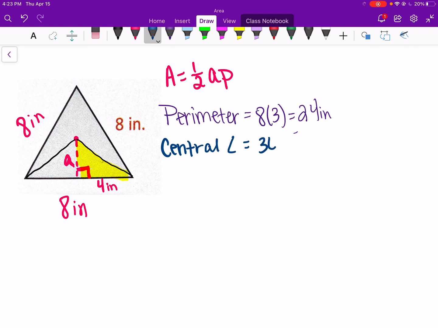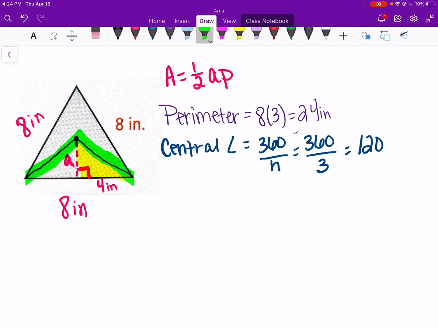Remember, the central angle is 360 divided by the number of sides. So 360 divided by 3, which is 120. So just a reminder, the central angle is like from one vertex to another. So this would be the whole central angle. So if I just wanted to find this angle here, I would divide that by 2. So this angle right here is 60 degrees. And now I can set this up to solve for A.